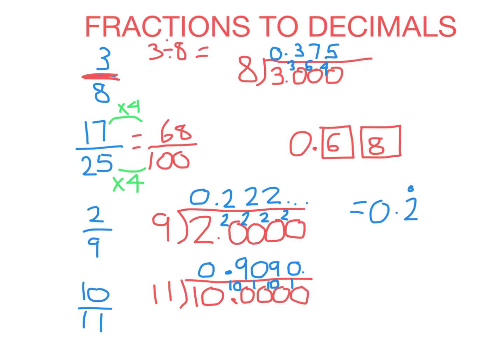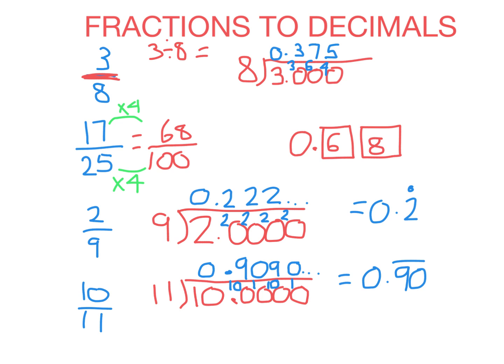Hopefully now you can see the pattern. Every first, third, fifth, and so on digit is going to be 9. Every second digit is going to be 0. Now that we've seen the pattern, we can stop. This is just going to be 0.90 recurring. All right, that's how you convert fractions to decimals.